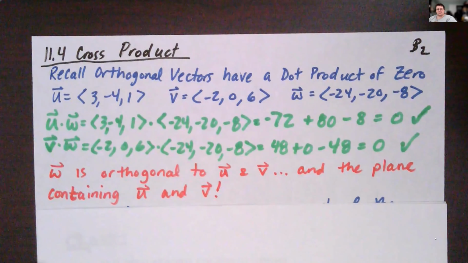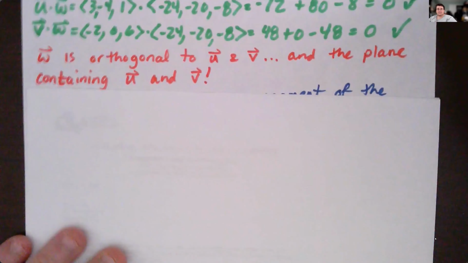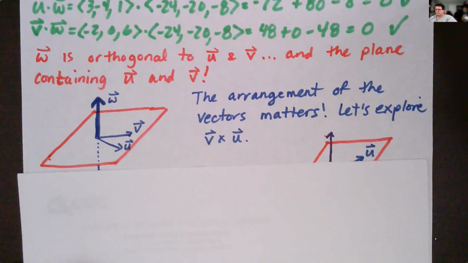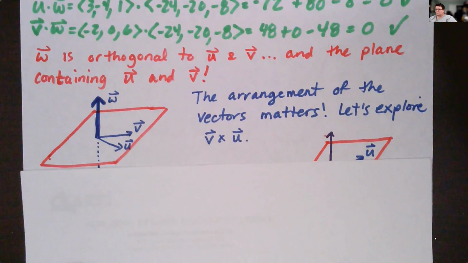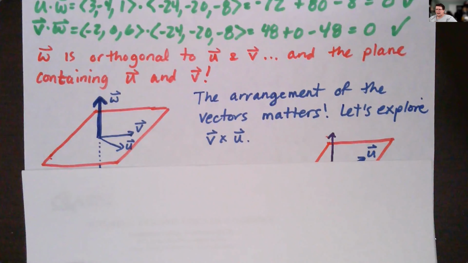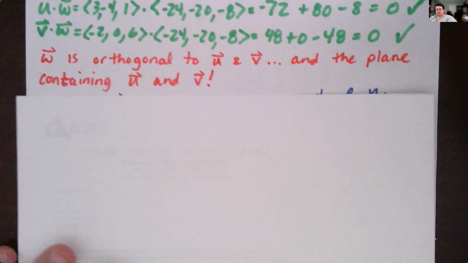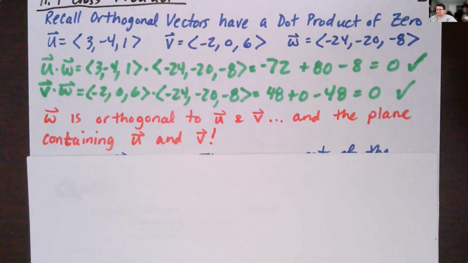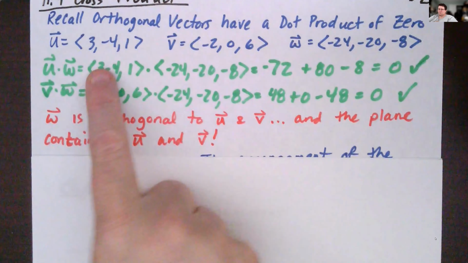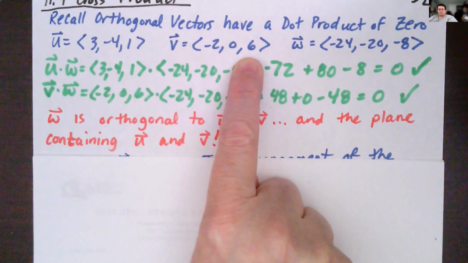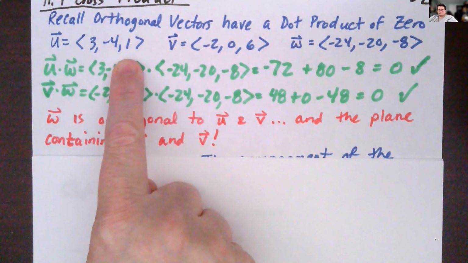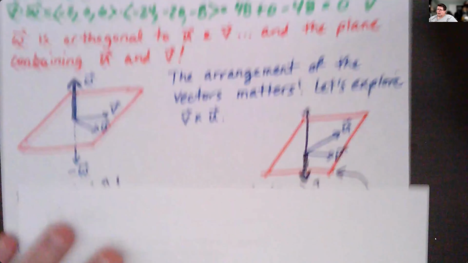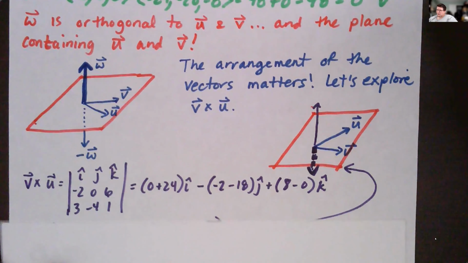And any vector in the plane containing U and V, because U and V make a plane. Now, it's important to note that the arrangement of the vectors matters. I recommend you go back and do V cross U with the vectors we have up above before you continue, just to see what you get. If you do V cross U, remember the V goes along the middle row and U goes along the bottom row.